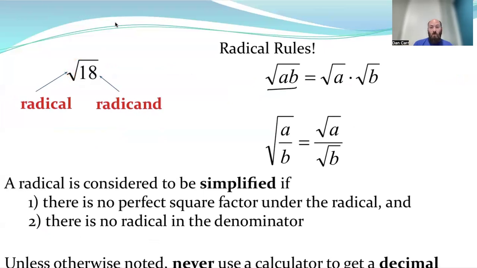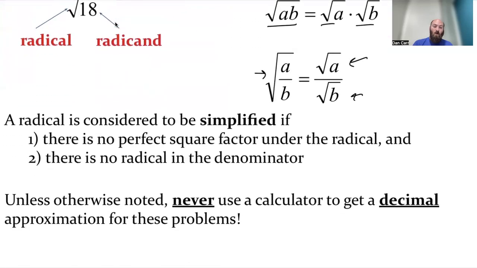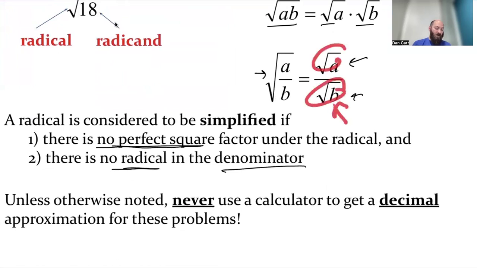If we take the square root of two numbers multiplied together, that's the same as taking the square root of each of them individually. Same thing with fractions. We can take the square root of a fraction, it's the same as taking the square root of each of them individually and still leaving them in fraction form. So a radical is considered to be simplified if there is no perfect square factor under the radical and there is no radical in the denominator. Okay, so we're saying that if we can split it up like this, we don't want radicals underneath. And we'll get to how we take care of that in a little bit.